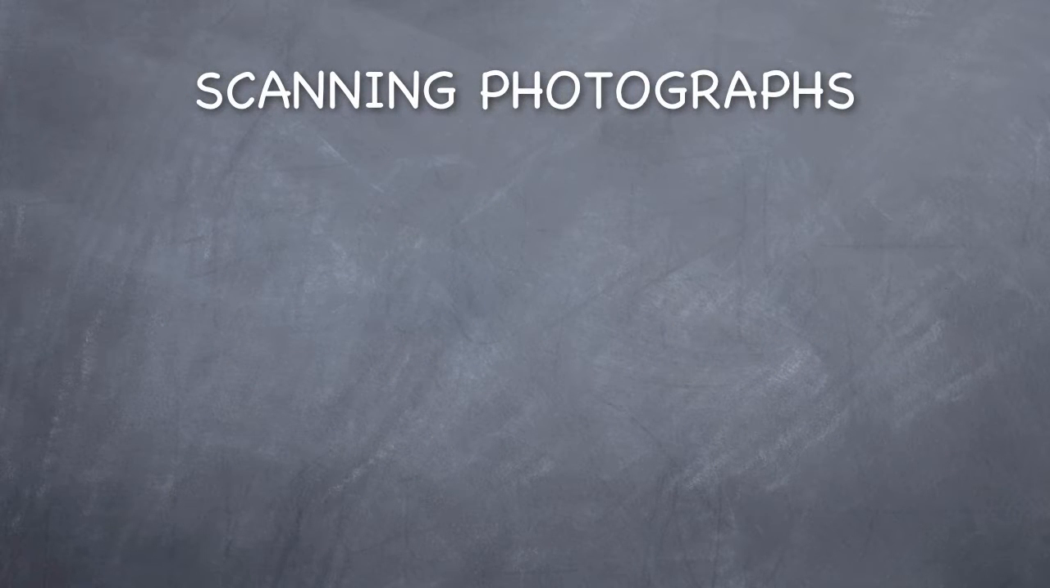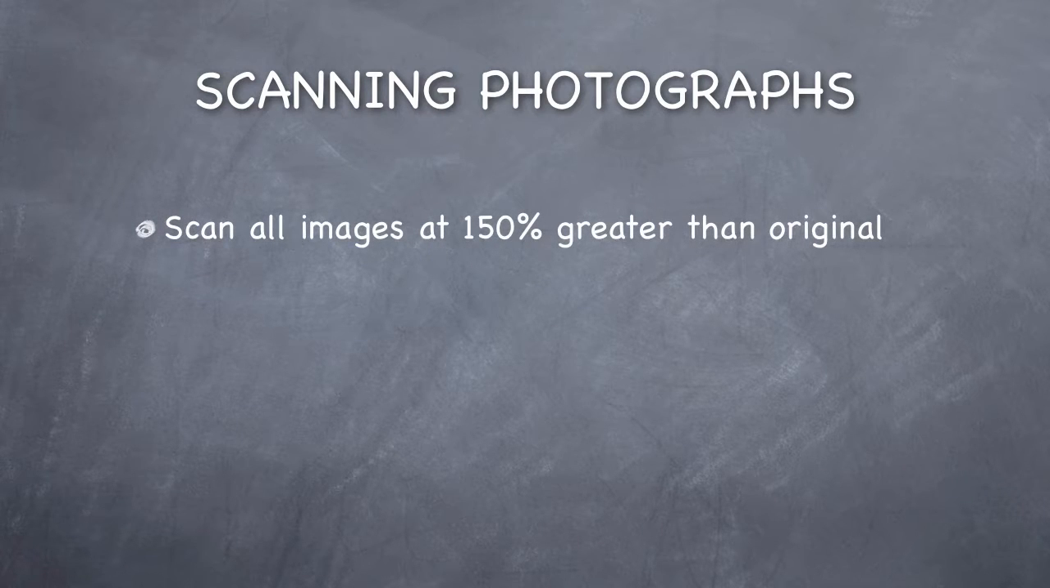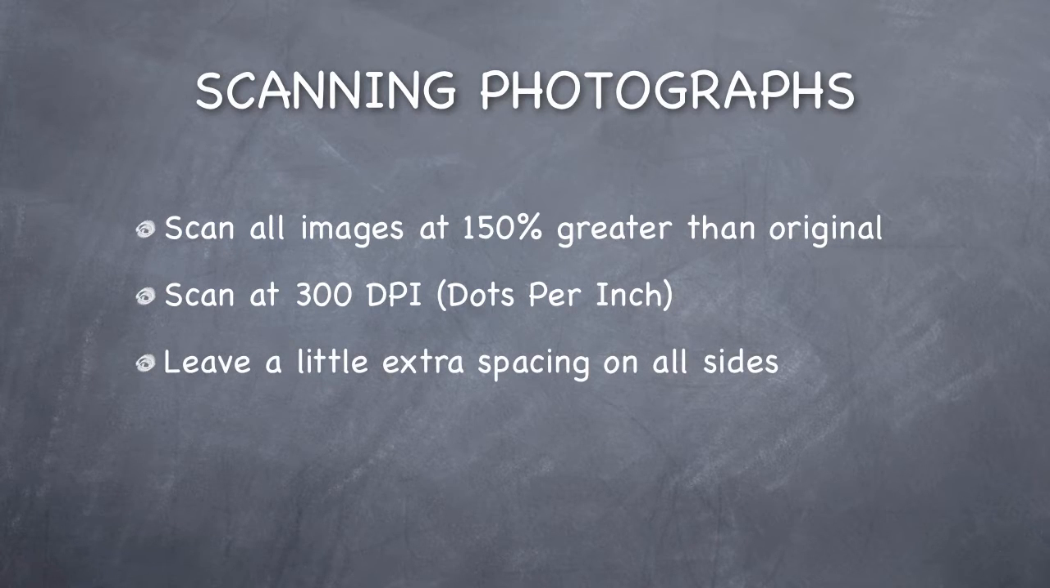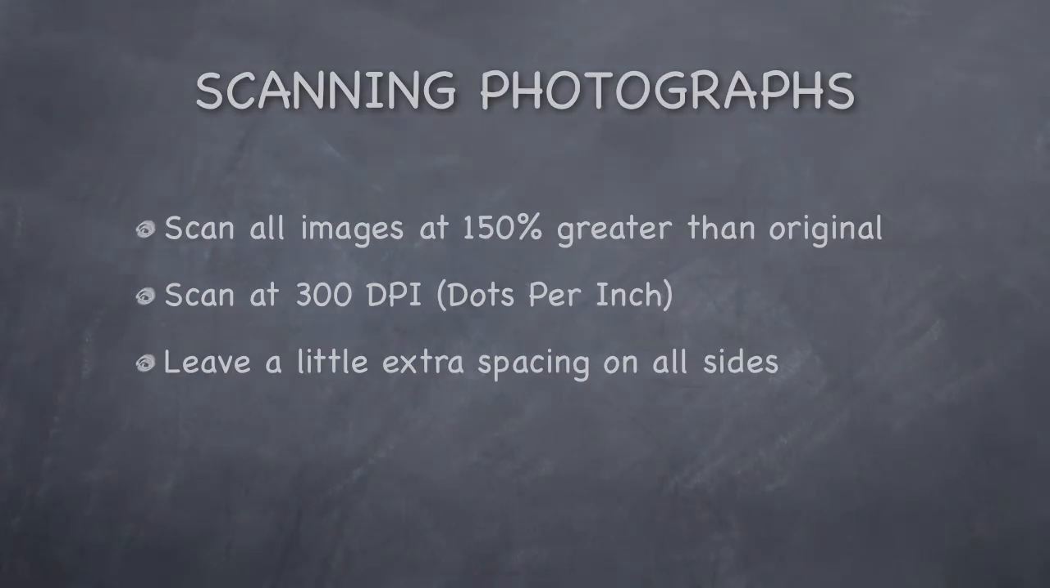So for your photos and slides, you want to scan those at 150% greater image size than the original. You want to scan at 300 dpi, which is dots per inch. Also, regardless of what you are scanning, you want to try and leave a little extra spacing on all of the sides. Always scan more than you need.